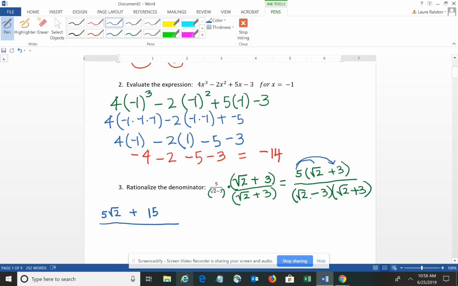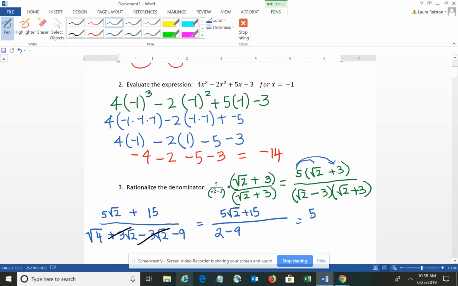In the denominator, I'm going to use FOIL. So I have square root of 2 times square root of 2, which is square root 4, plus 3 square root 2 minus 3 square root 2 minus 9. So if I simplify that, I have 5 square root of 2 plus 15 in the numerator. Square root of 4 is 2, plus 3 square root 2 minus 3 square root 2 divides out, and I have minus 9.